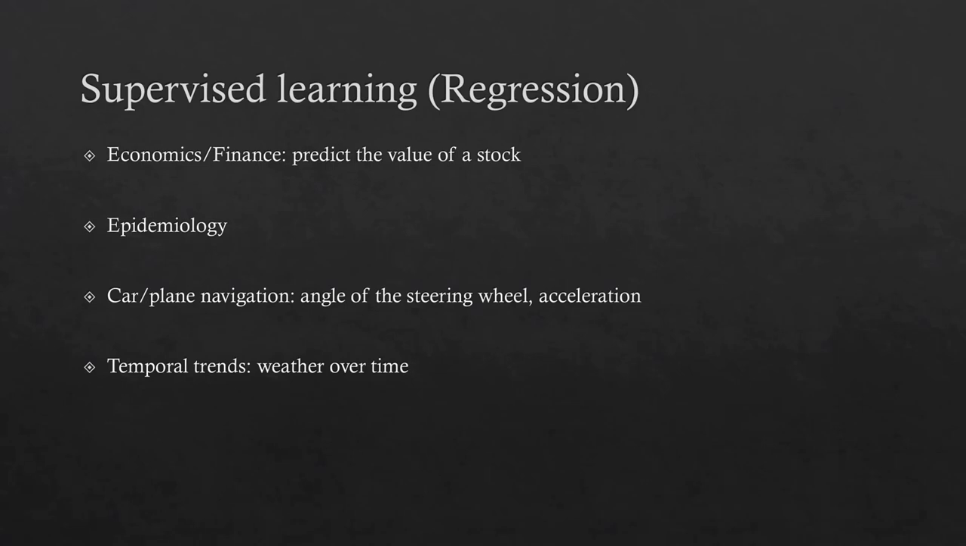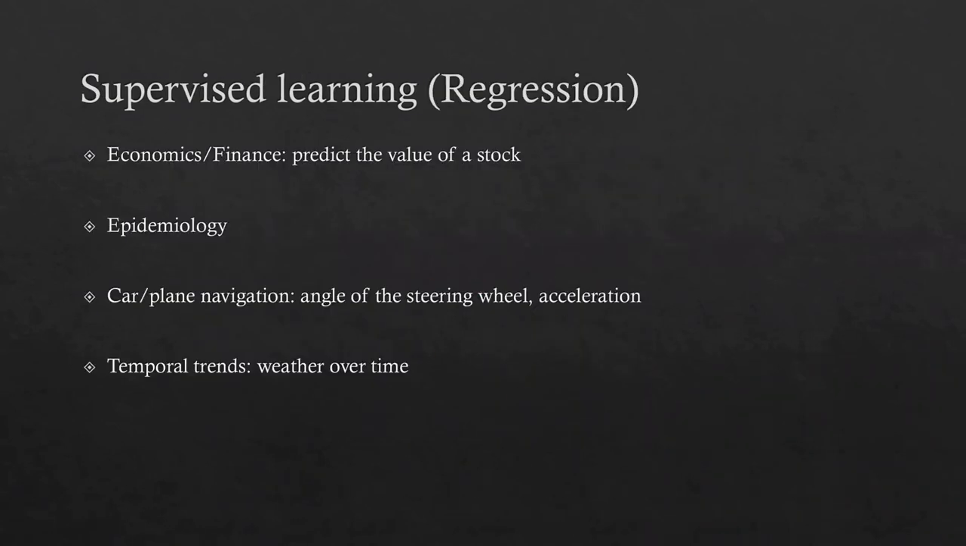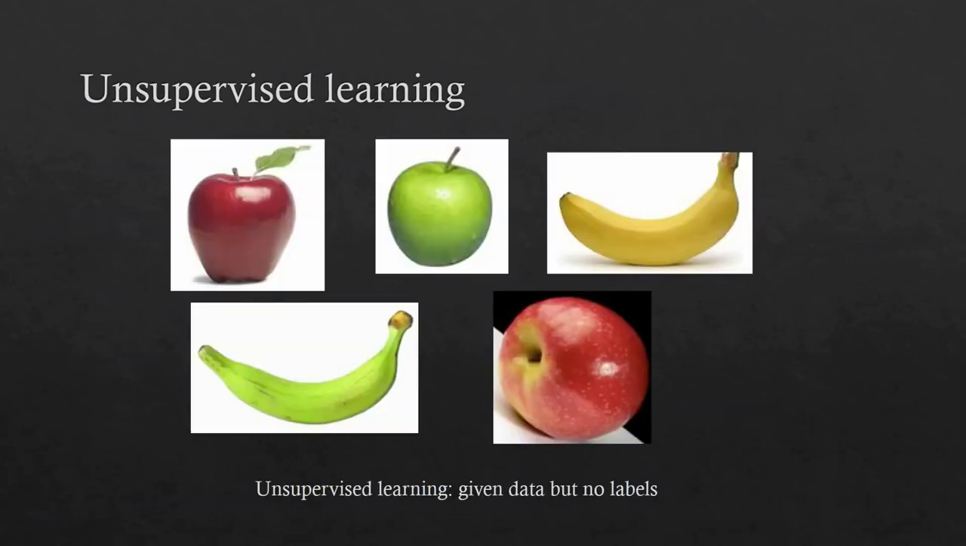Now we're done with supervised learning. I've already given a few examples before, so I'm not going to talk about this. These are some regression models, but they exist already. For example, car plane navigation, self-driving cars, and etc.